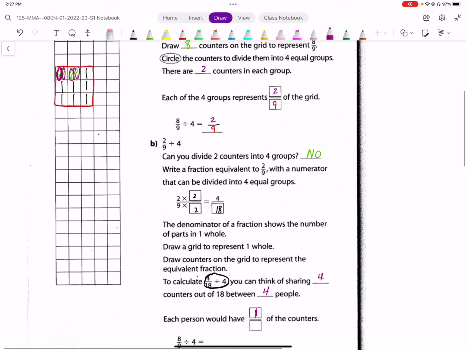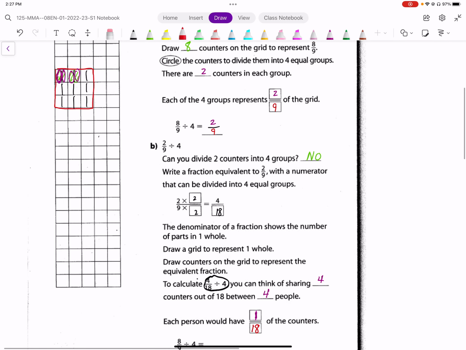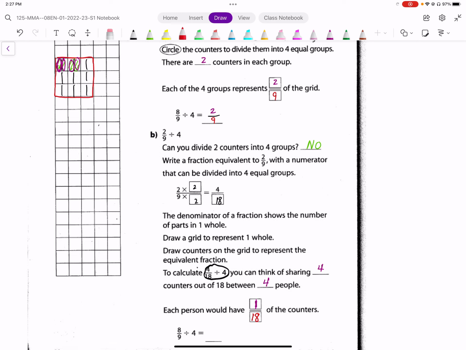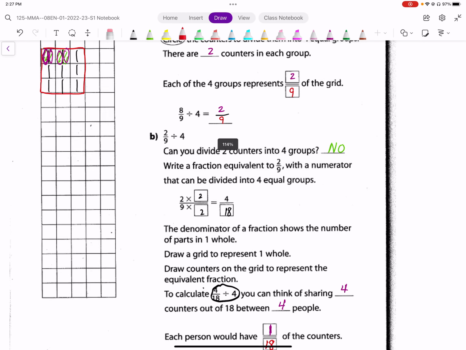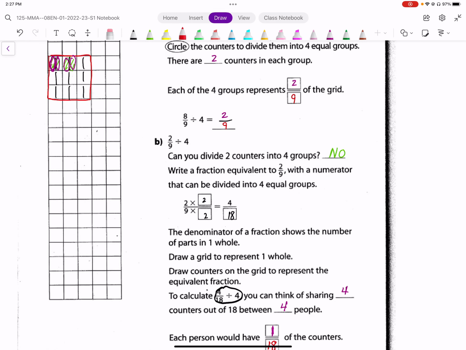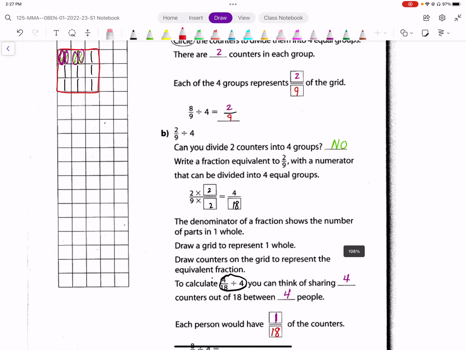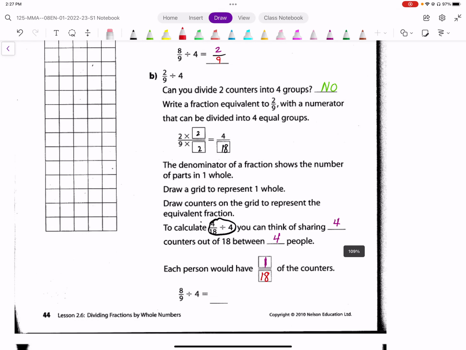That's what I have here. Each one of those is going to be 1, and now my denominator is not out of 9, but 18 that make up the whole. So when I have a numerator that's not divisible by that 4, I can make it divisible by making it into an equivalent fraction first.